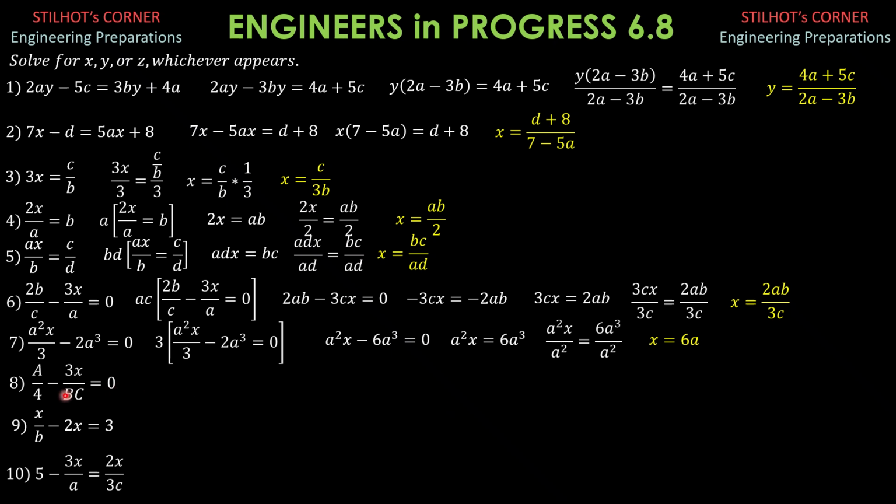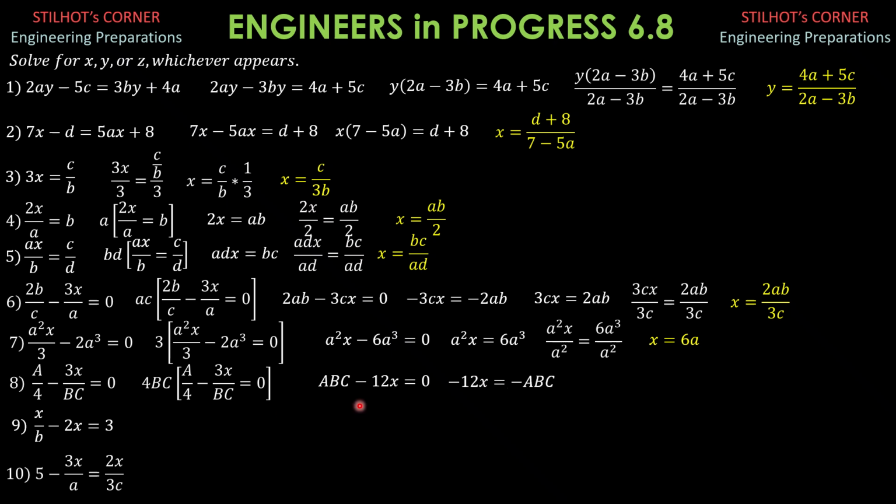The LCD for problem 8 is 4bc. Multiply everything by 4bc. So distribute, it is abc minus 12x equals 0. So 4bc times a over 4 is abc. Then 4bc times negative 3x over bc is negative 12x. Of course, 0 times 4bc is 0. So abc minus 12x equals 0.